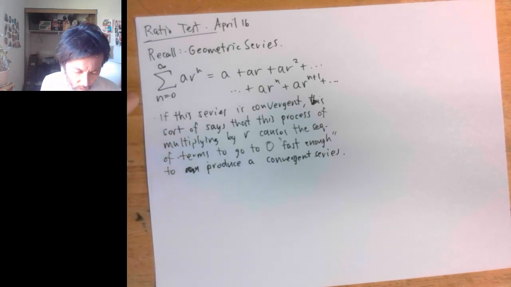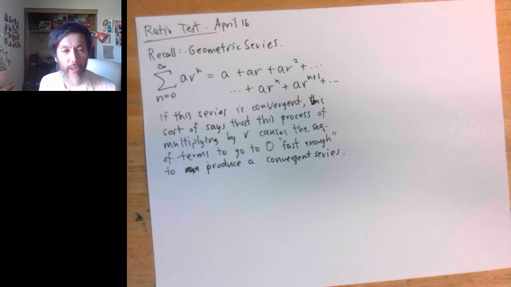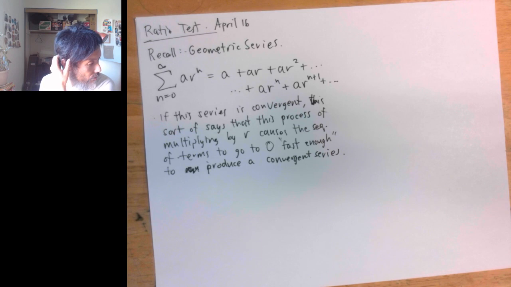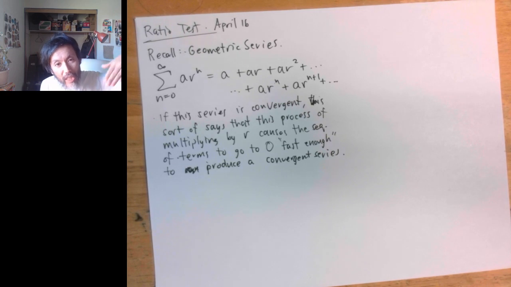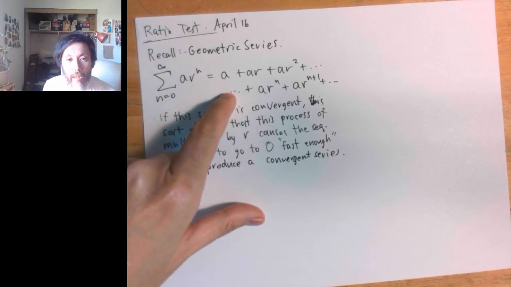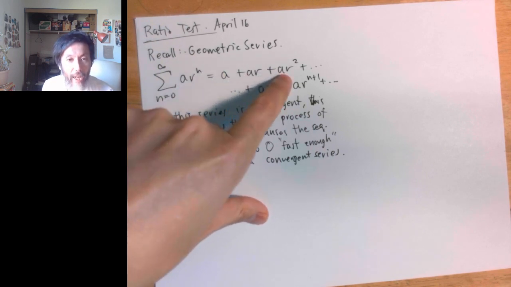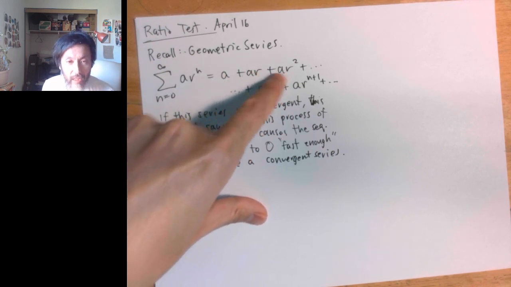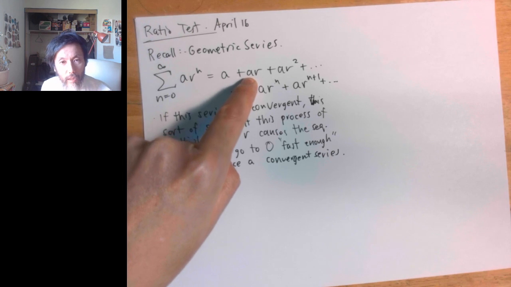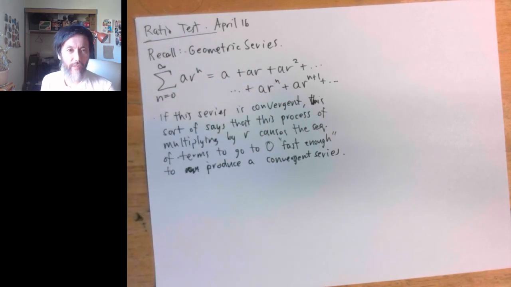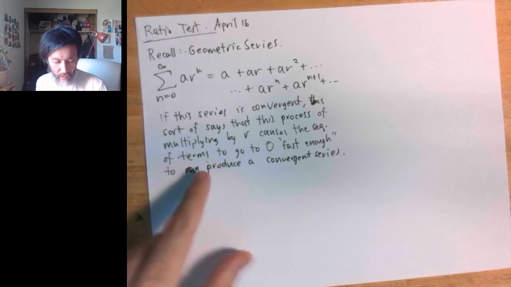So a key issue then is the speed with which the sequence of terms goes to 0. And what I'm saying is that this scheme in geometric series, where we repeatedly multiply a fixed number a by a number r which is less than 1 in absolute value, causes the sequence of terms to go to 0 fast enough. That's all I'm saying. Fast enough for what? Fast enough to produce a convergent series.